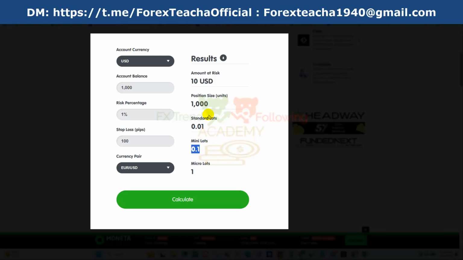In some cases, you may be using the micro accounts. So it's still risking $10. Let's say you reduce your stop loss to 25 pips. If you put 25 pips and hit calculate, you can see the standard lot you have to risk is 0.04. The mini lot is 0.4 instead of 0.1. So now you still risk the same amount, which is $10. Let's say your stop was 50 pips, as in our example. You hit the 1%, which simply means 0.2.